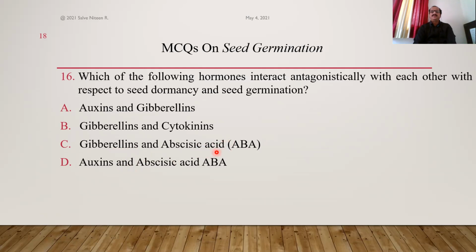And seed dormancy and seed germination are exactly opposite of each other. So these hormones work oppositely, that is antagonistically. So here the answer is gibberellins and abscisic acid, option C.